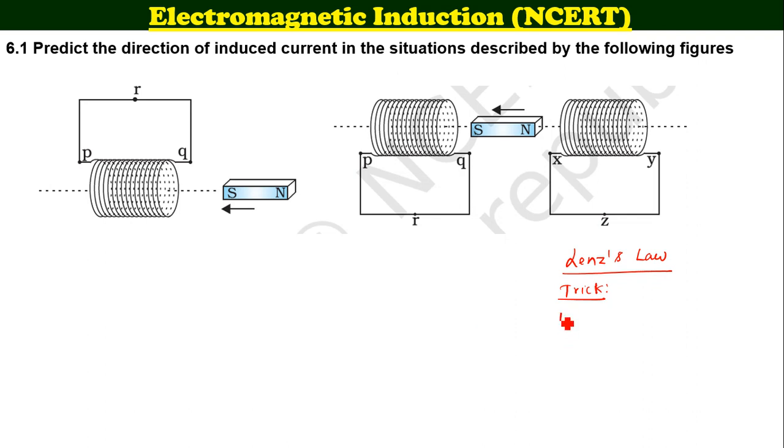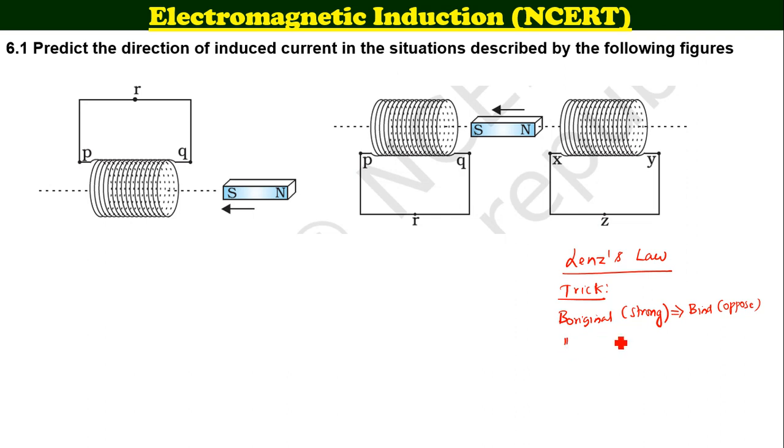Basically here, if the original magnetic field is strong enough, then the induced magnetic field will be opposing that guy. The induced magnetic field will be generated in such a way that it opposes the original magnetic field.